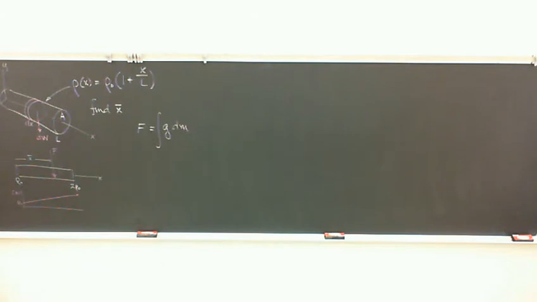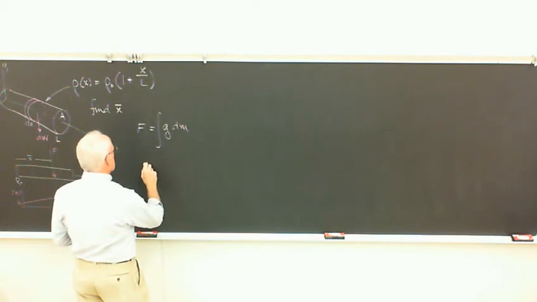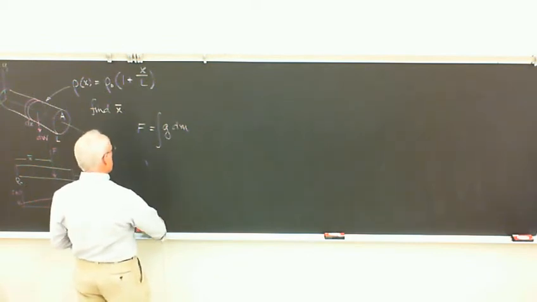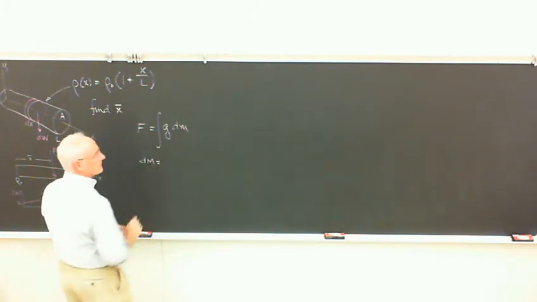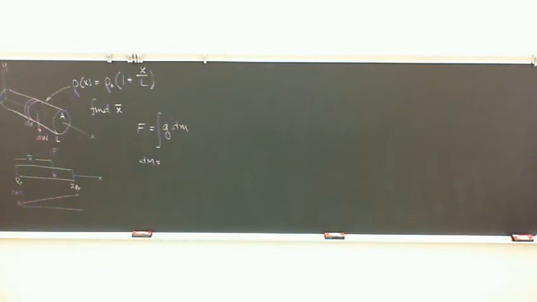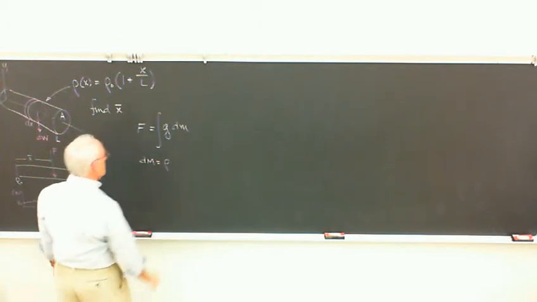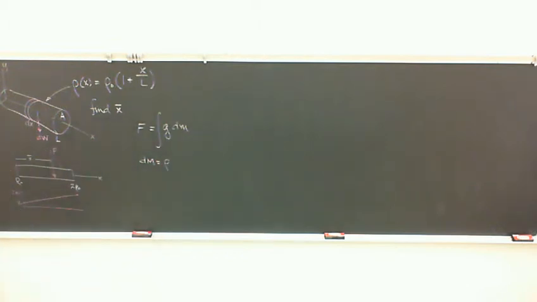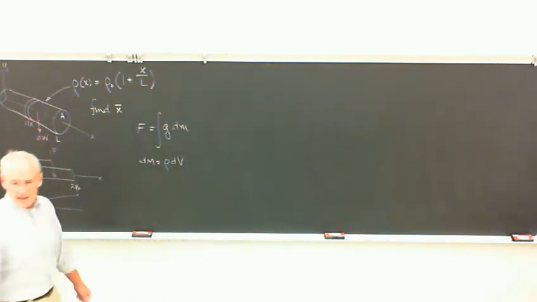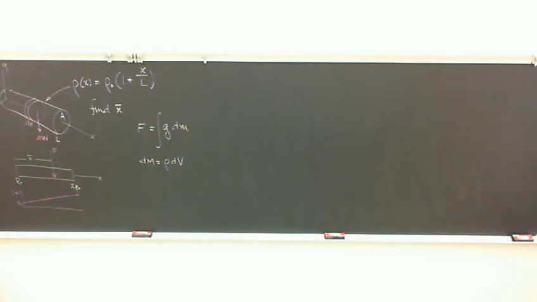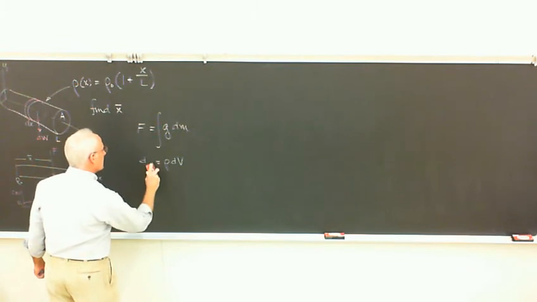Its weight is dW, and we've got to integrate that. Let's see now. dm, the mass of that is, let's see, the density at that point times the volume at that point. Is that right? Of that little elemental strip. Sorry, I don't mean a capital M there. I mean a little m for mass. Capital M usually means moment.